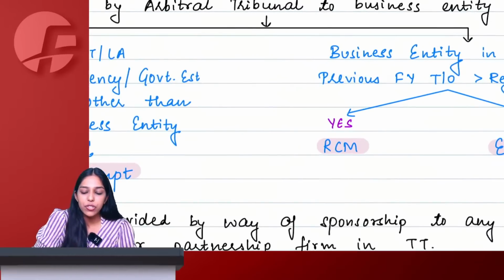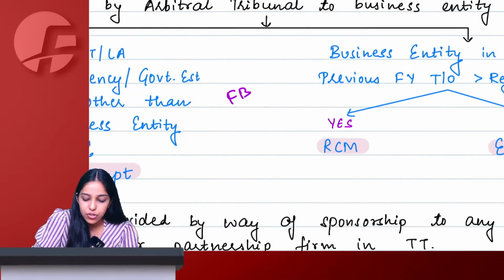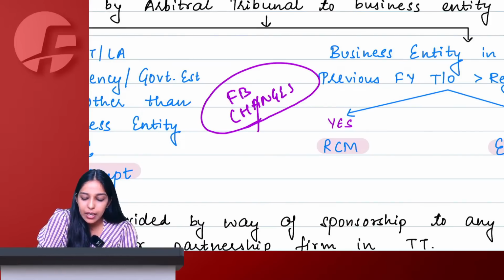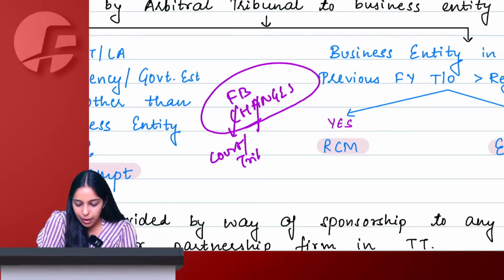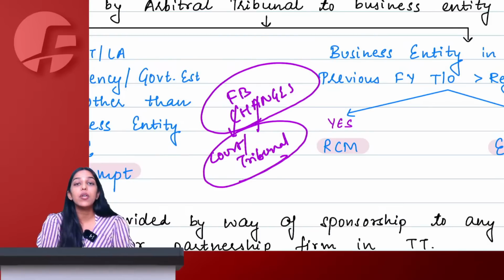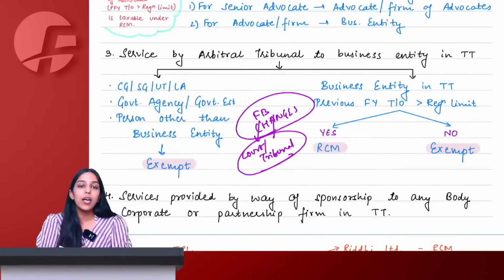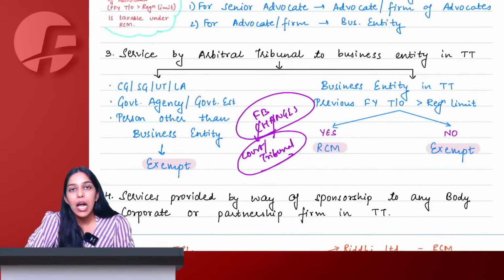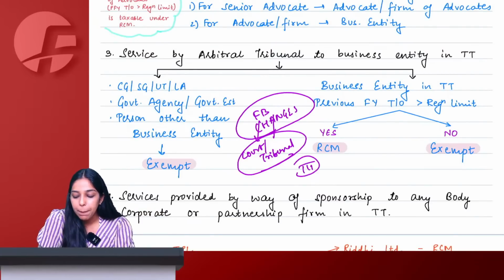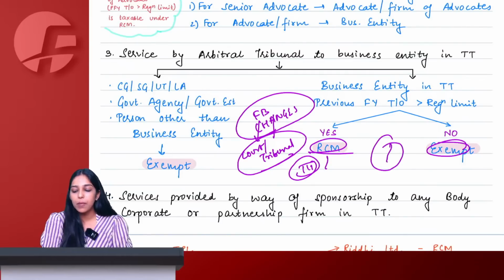Just a simple question here. In the FB changes, Schedules B negative list, C means court or tribunal. Ma'am, when you explained in Schedule 3 that the services provided by a tribunal are not even liable to GST, they are not a supply because they fall under Schedule 3, then why even a question of RCM or exemption should arise? Tell me.